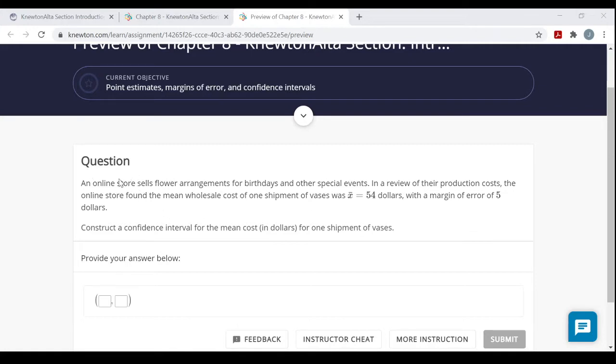Alright, so the question here is: an online store sells flower arrangements for birthdays and other special events. In a review of their production costs, the online store found that the mean wholesale cost of one shipment of vases was $54. And notice the X bar, right, is the mean of a sample, just one shipment of vases, with a margin of error of $5.